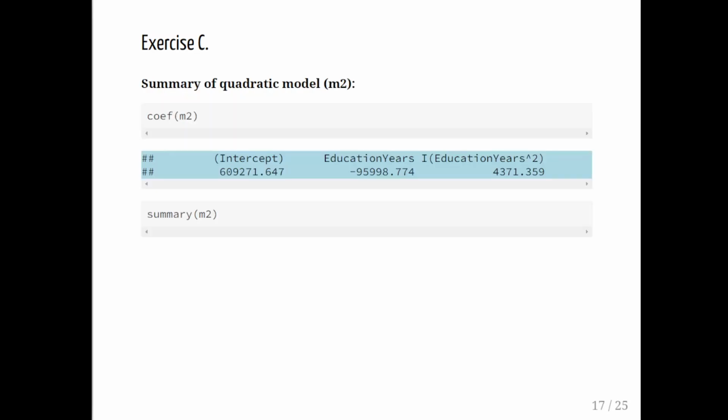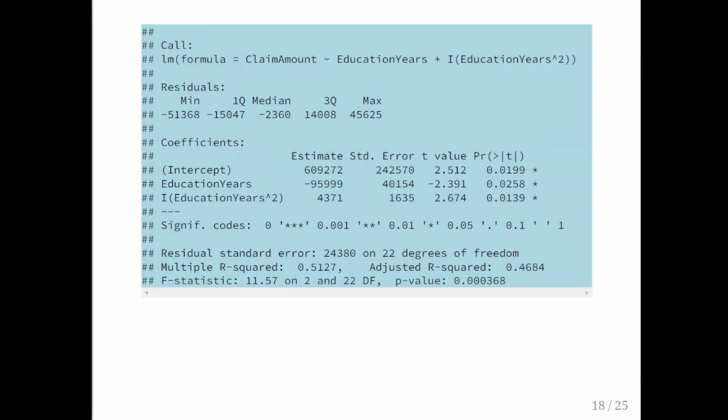But it is a polynomial model, so there are two terms, and we're going to see that shortly. So here is the summary of the quadratic model, and you see that now we have two parameters, EducationYears and EducationYears squared. Two predictors, I should say. And when we run the summary of M2, this is what we get. And again, we are looking at the second last line, multiple R squared.